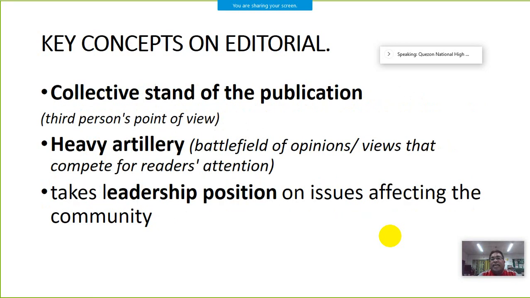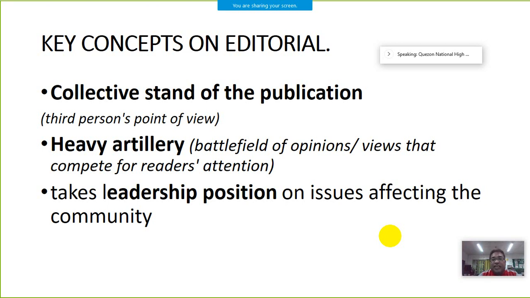Now, let's have the key concepts on editorial writing. It's the collective stand of the publication. So in other words, even if there's only one writer assigned to write an editorial, that writer should have solicited the opinions of all the members of the staff to come up with their collective stand.